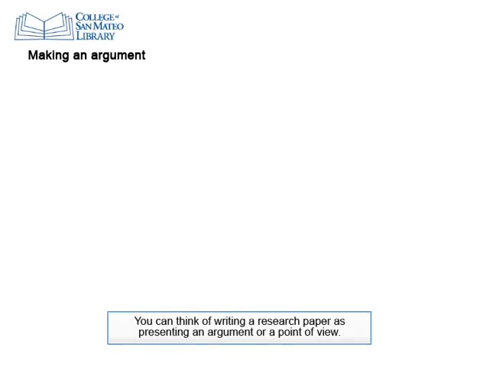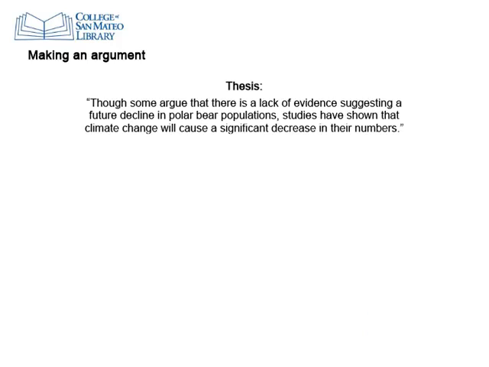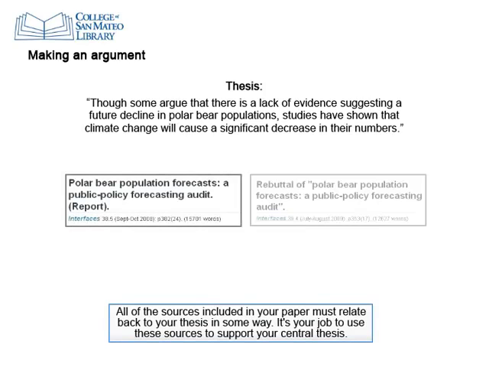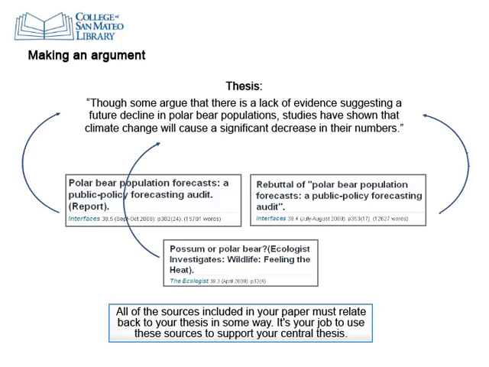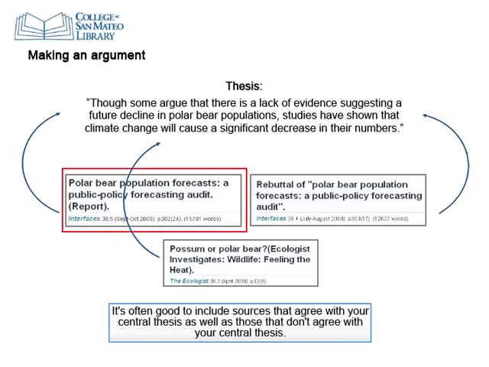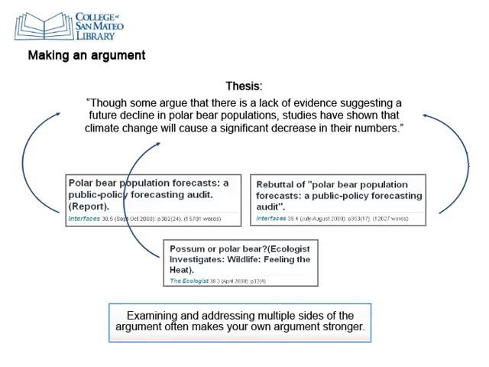on your assignment. You can think of writing a research paper as presenting an argument or a point of view. Every scholarly research paper contains a thesis. The thesis is the central argument of your paper. All of the sources included in your paper must relate back to your thesis in some way. It's your job to use these sources to support your central thesis. It's often good to include sources that agree with your central thesis as well as those that don't agree with your central thesis. Examining and addressing multiple sides of the argument often makes your own argument stronger.